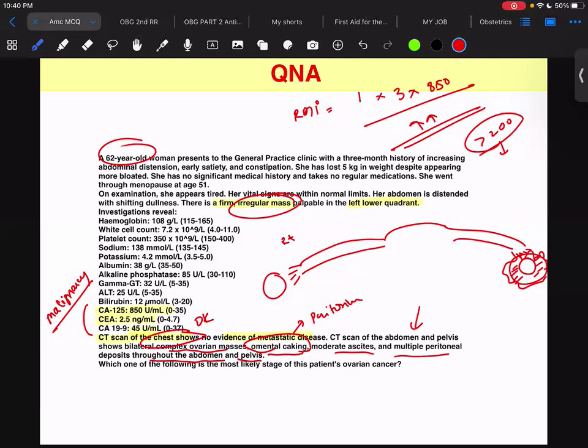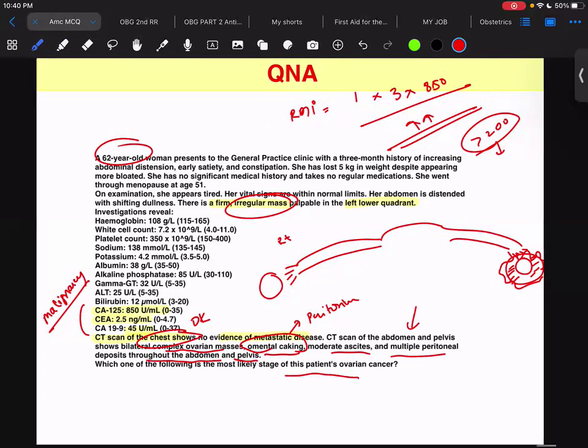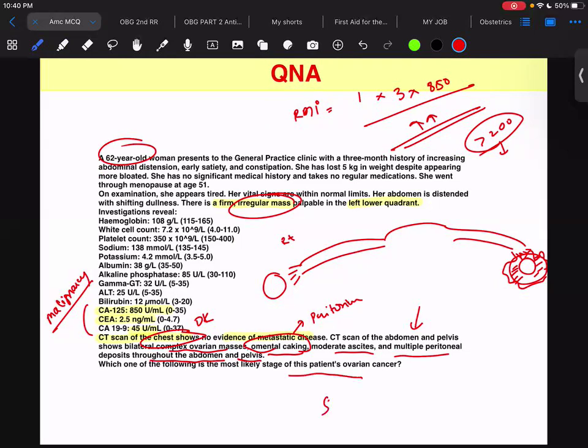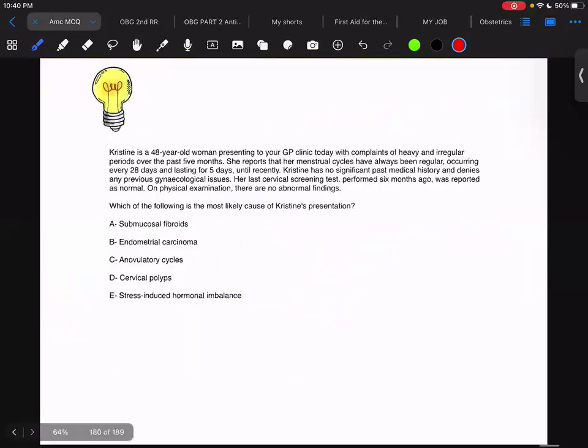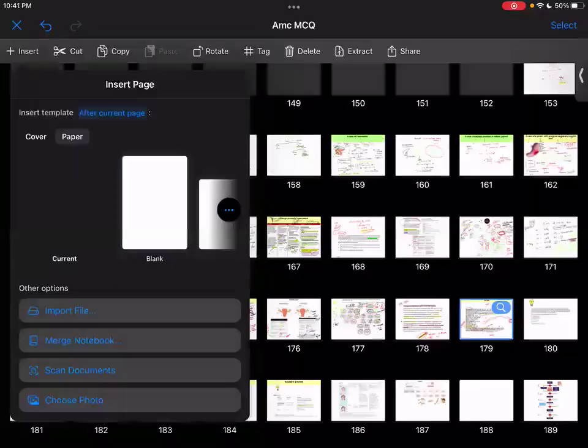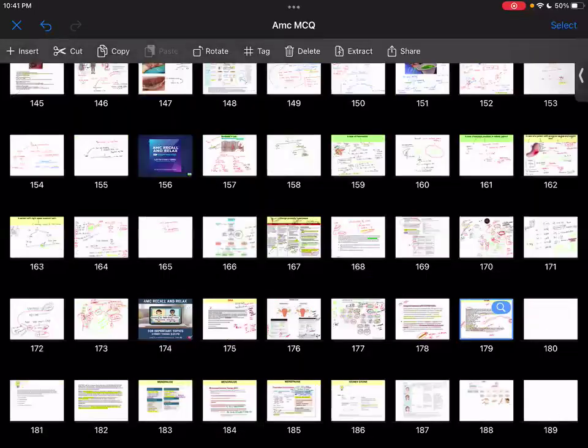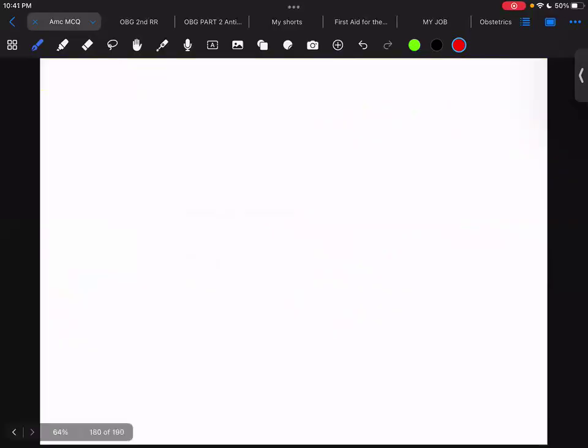Which of the following is the most likely staging of this? Basically they are talking about the staging. Let's discuss the staging, and here we go, we'll discuss the ovarian cancer staging.